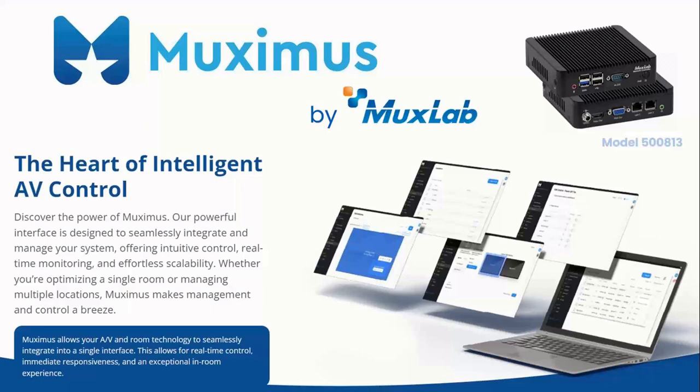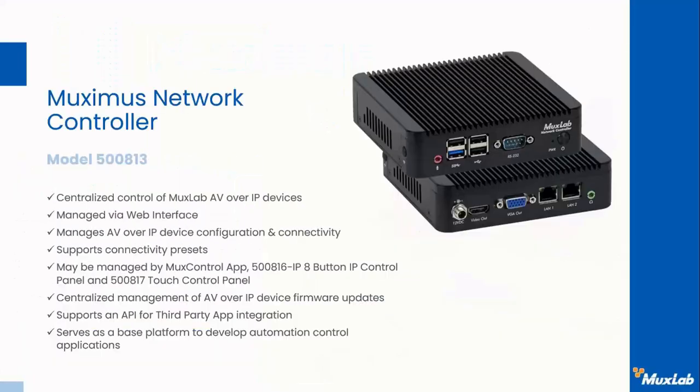So first and foremost, Muximus is used to manage our AV over IP, and with respect to that, it is used to discover all the devices in the network. So you can have any number of encoder and decoder AV over IP devices on your network. Muximus will discover all those devices for you. MuxLab happens to have the widest variety of AV over IP products on the market. We have over 35 different models of encoder decoders for various types of applications. So it's sort of like a one-stop shop for AV over IP. So this will manage all those devices.